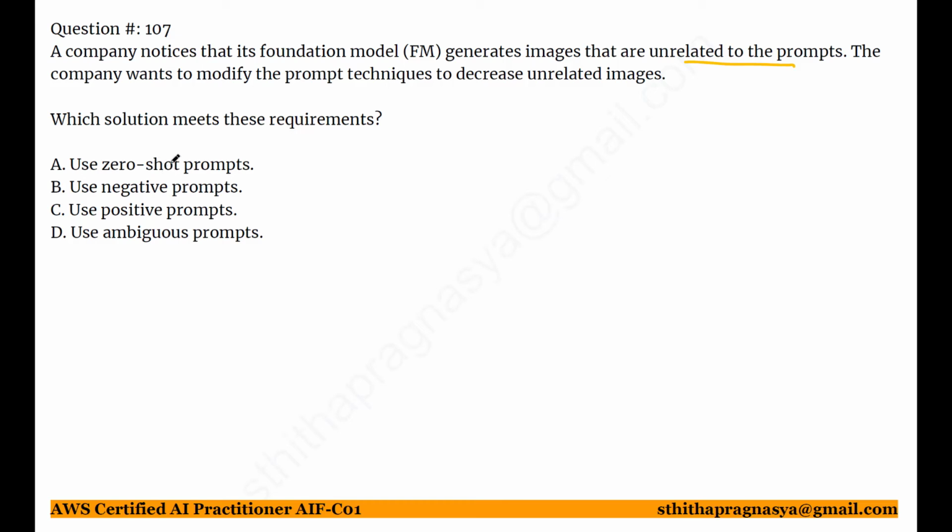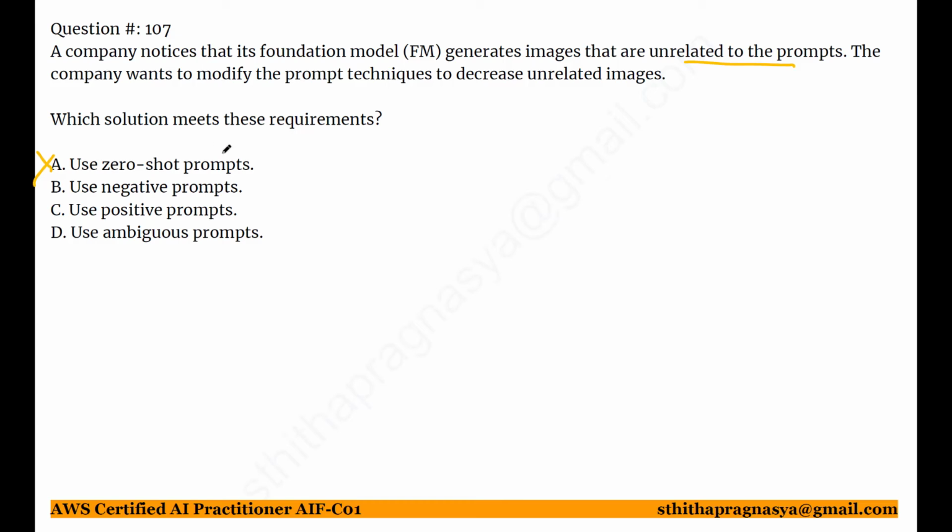I think we learned about zero shot prompt in one of the previous questions in the same video. Do you remember? The zero shot prompt involves asking the model to generate outputs without providing any examples or context. That's why it's called zero shot. This technique relies on the model's pre-trained knowledge, but it does not improve specificity or alignment with the prompt. In fact, it may result in less relevant outputs. So this is not correct, as zero shot prompts are less likely to reduce unrelated image generation.